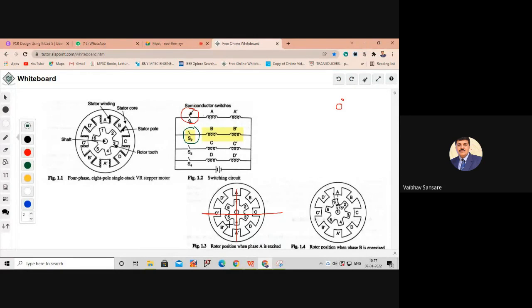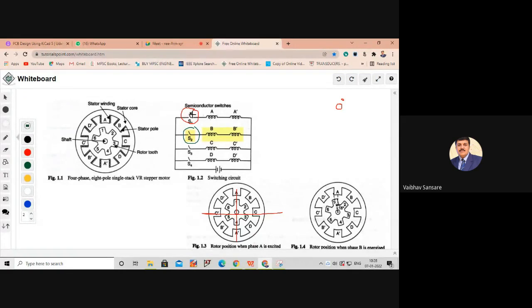Now the same thing will happen over here. When S2 is on, the rotor tries to rotate in the counterclockwise direction by 15 degrees because coils B and B dash are in the energized condition. So this tries to move the rotor by an angle of 15 degrees in the counterclockwise direction. But at the same time, coil A dash is also in the energized condition, as S1 is also in the on state.